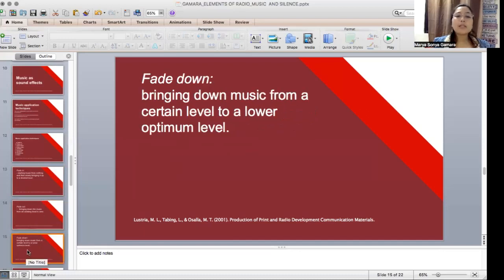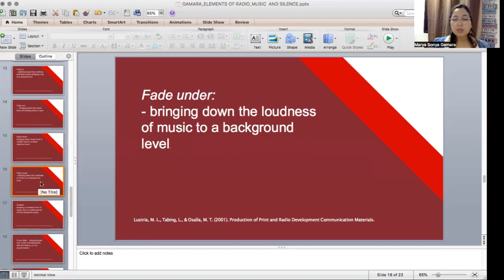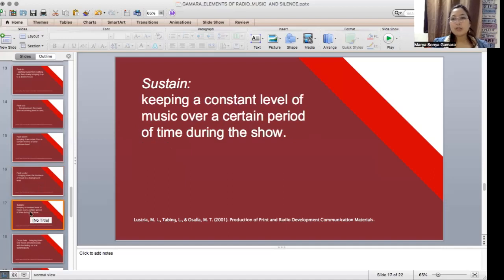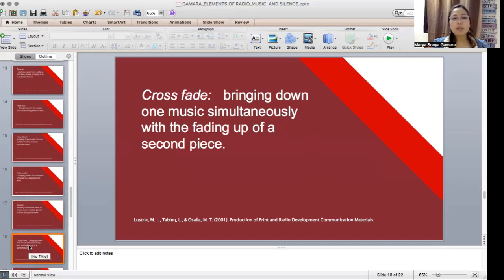The next is fade down. It is bringing down music from a certain level to a lower optimum level. Next is fade under, bringing down the loudness of music to a background level. Next is the sustain, keeping a constant level of music over a certain period of time during the show. Crossfade is bringing down one music simultaneously with the fading up of a second piece.